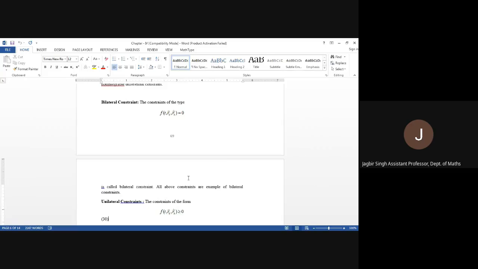But consider one more example: two particles are moving in a plane or in space, but they are attached by a thread or a rope of length L. In that case, the distance between these two particles will always be less than or equal to L. So this time we have an inequality sign. Such a constraint is known as unilateral.